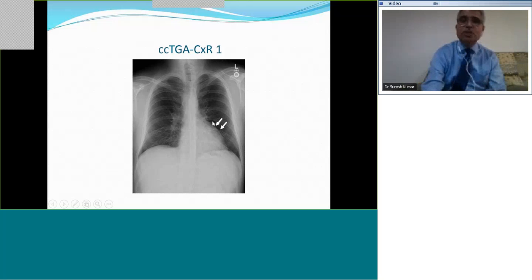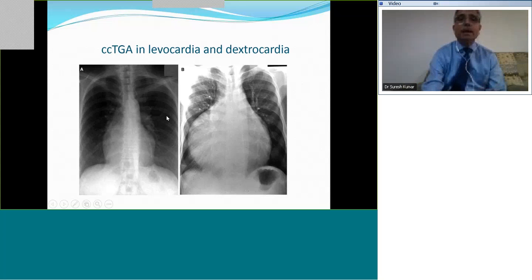This hump is a feature of the L-posed aorta. And see how it will appear in levocardia as well as dextrocardia. In levocardia, you will get your hump here. This is the hump that we are speaking of. This is more meso, I must confess. And in dextrocardia, you get the hump on the right heart border.